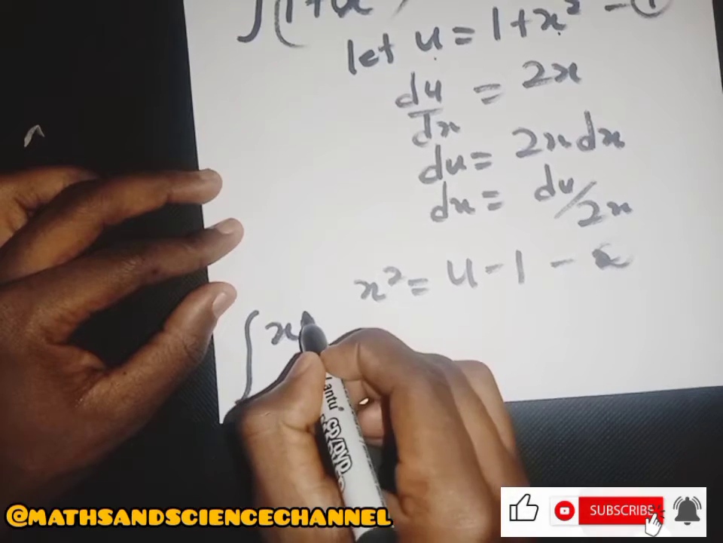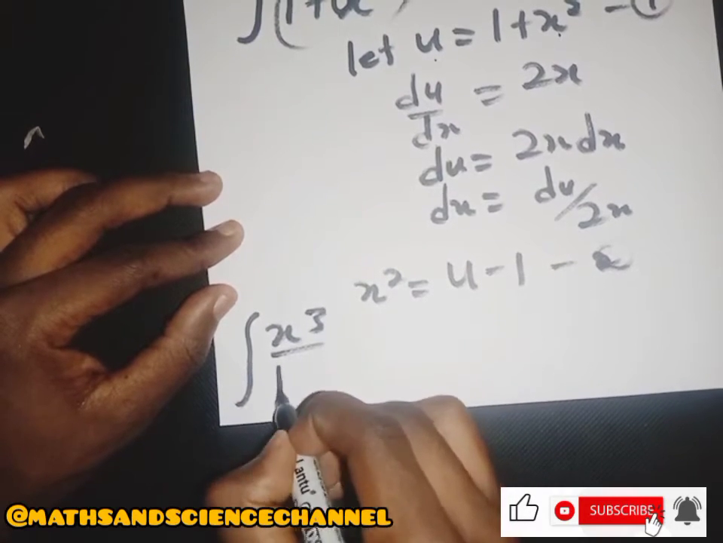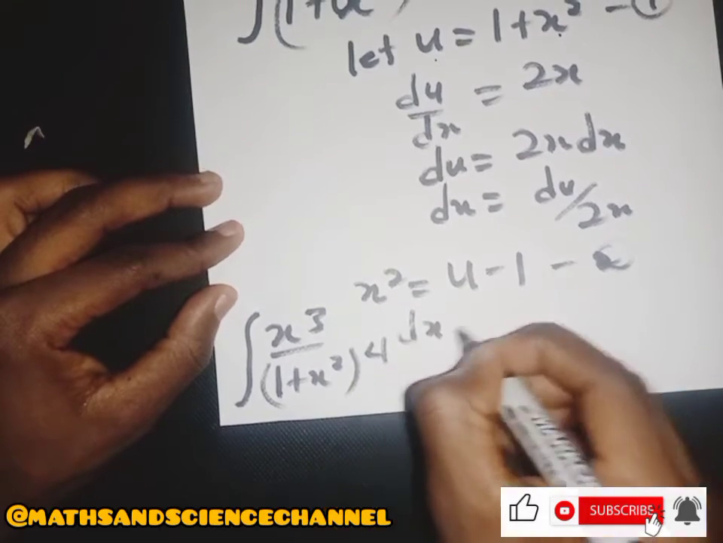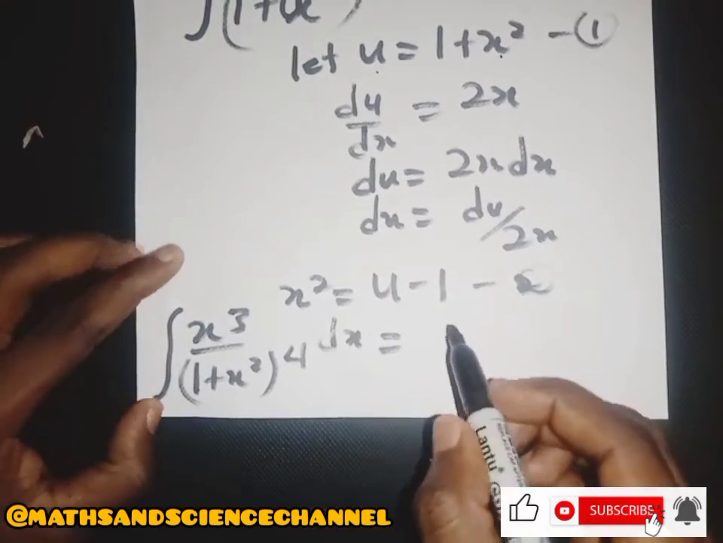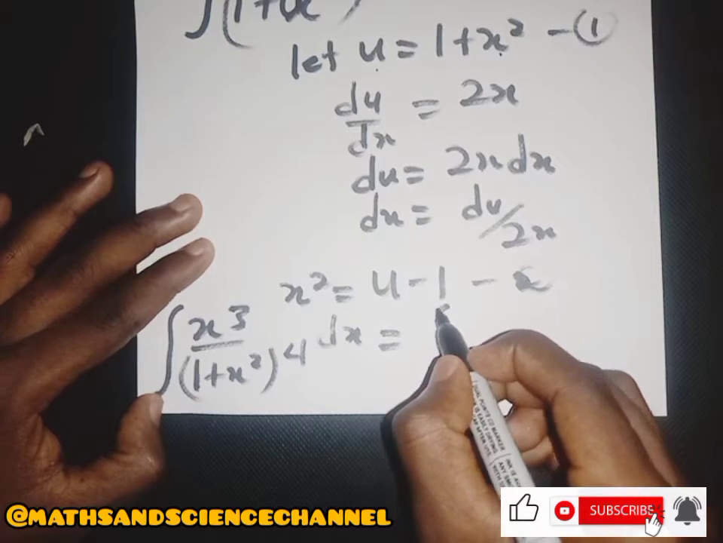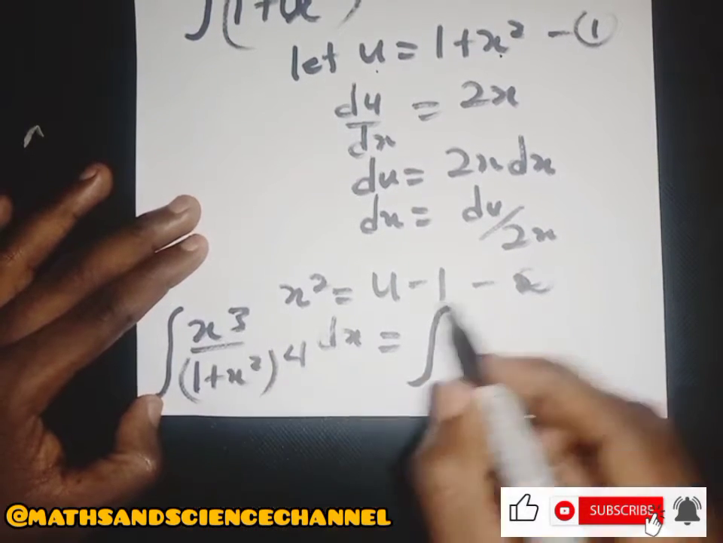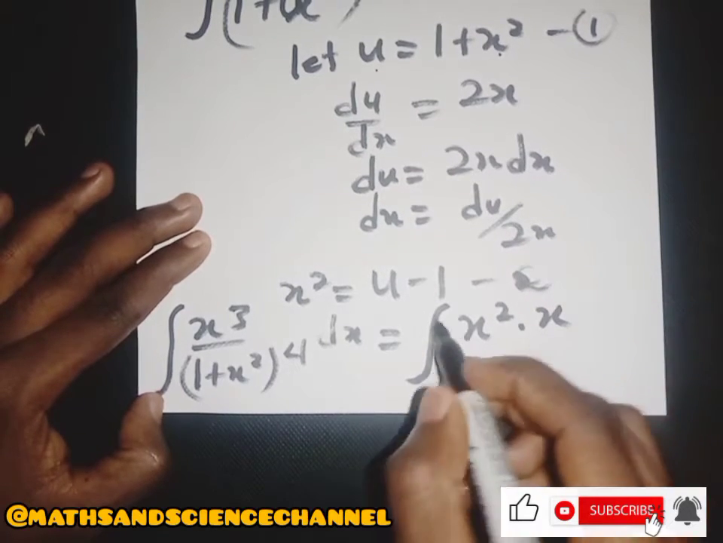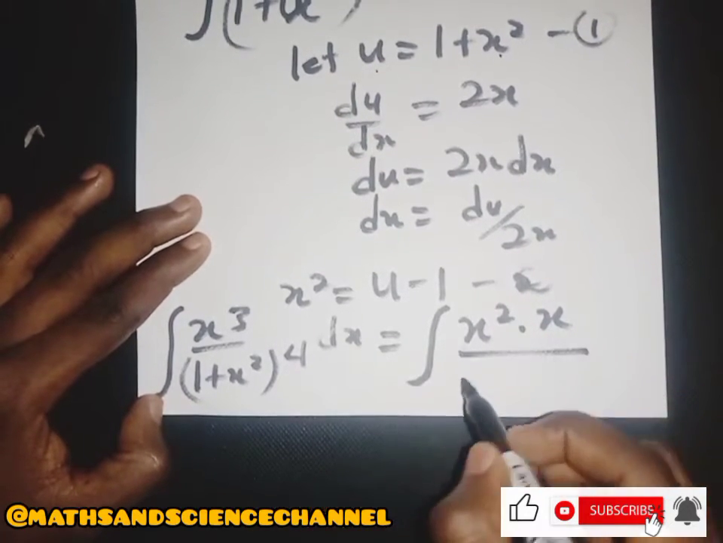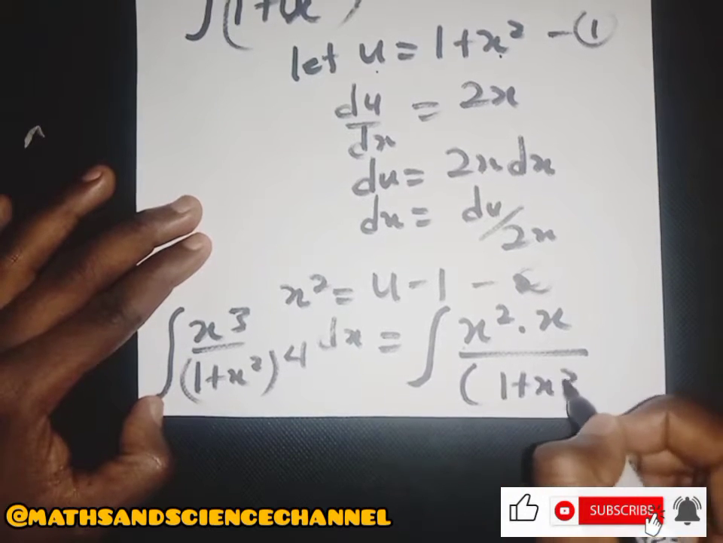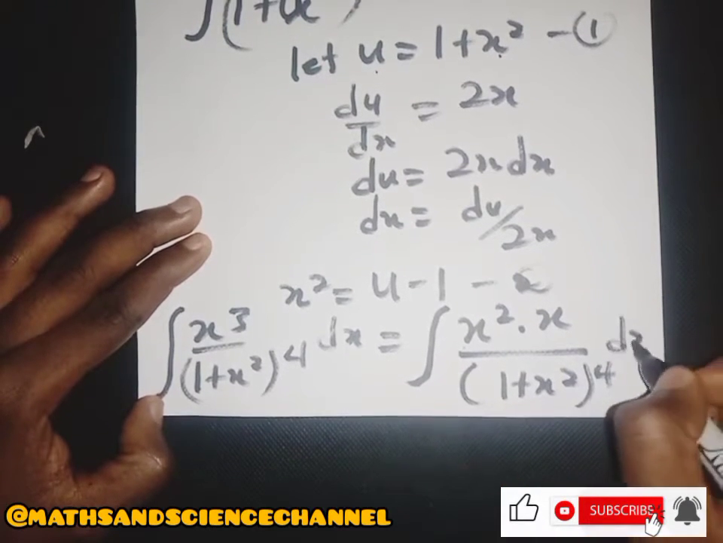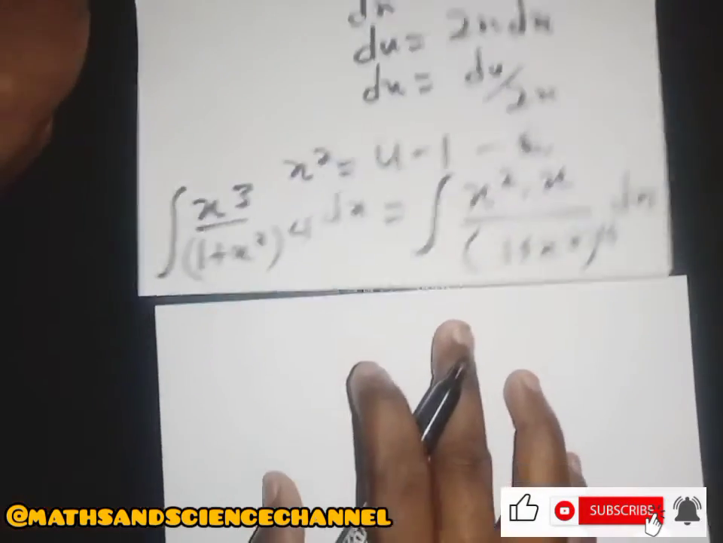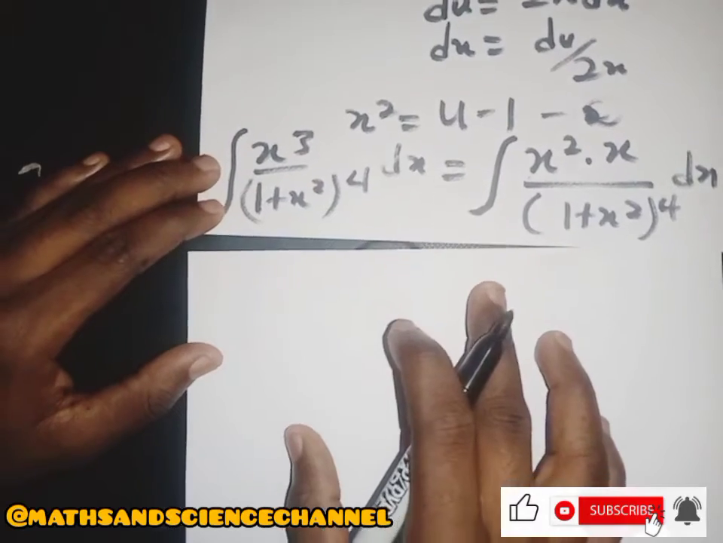So we have s cubed over (1 plus s squared) to the power 4 dx being equal to, from here, just our s cubed. With s cubed we can have s squared and that of s here, so that we substitute that into it, and then we have (1 plus s squared) to the power 4 dx. So now let's do the substitution.